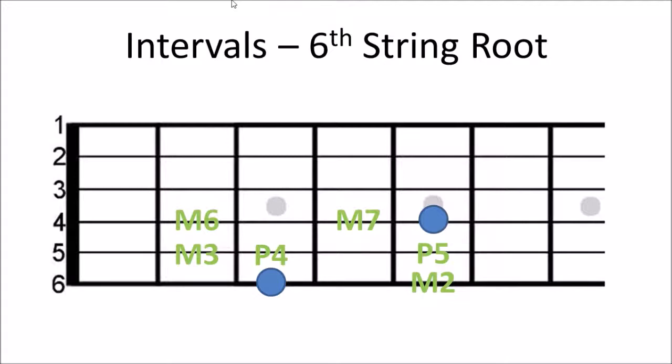And for the minor intervals we just lower them by 1 fret. I'm just going to flash those at you real quick here so you can get the idea of what I'm talking about. But as I said, don't worry about memorizing these too much. If you're just starting to get to know the fretboard, learn the major and perfect intervals first.